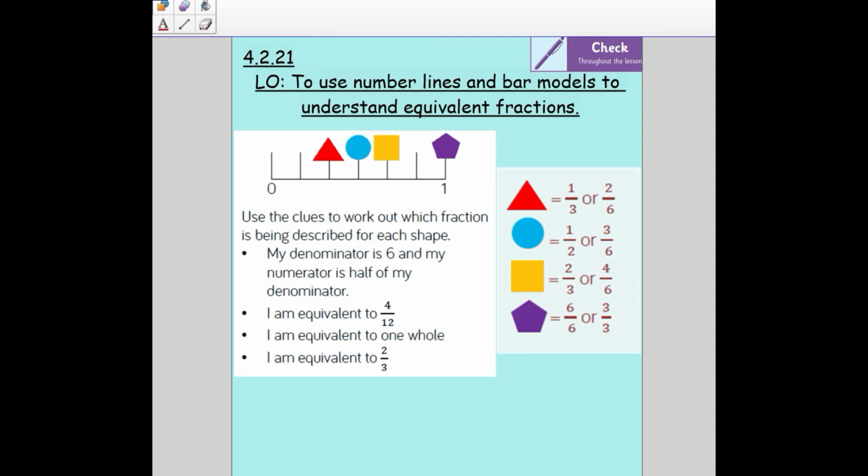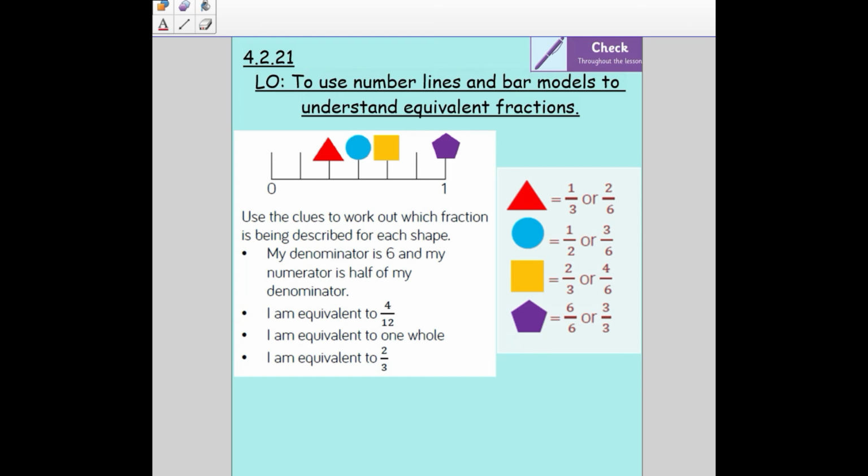So it said my denominator is 6 and my numerator is half of my denominator. So that would be 3/6. And the number line is divided into 6 equal parts. So for 3/6, that would be the blue circle. Let's look at the second clue.